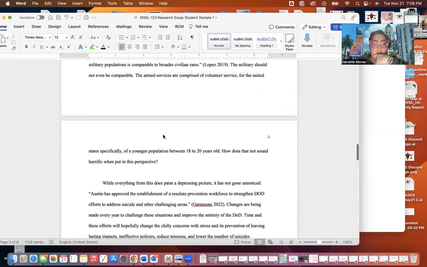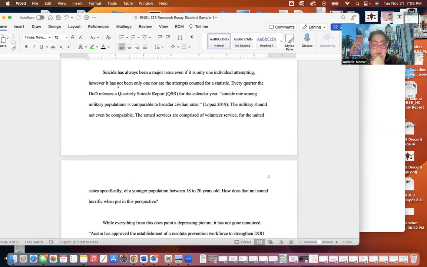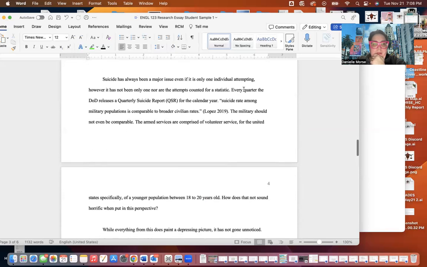We're getting toward the end of the paper. This last short paragraph, if we look at the first sentence, because like I said, I always do that. "Suicide has always been a major issue." Not always. Suicide in ancient Rome was considered a very noble thing to do.